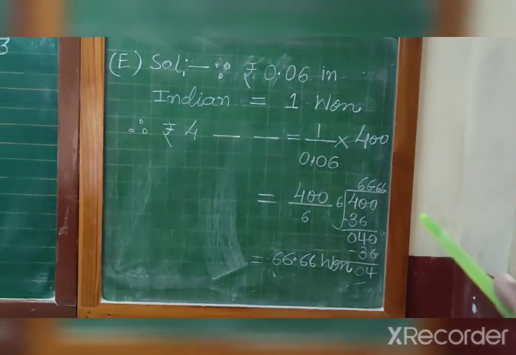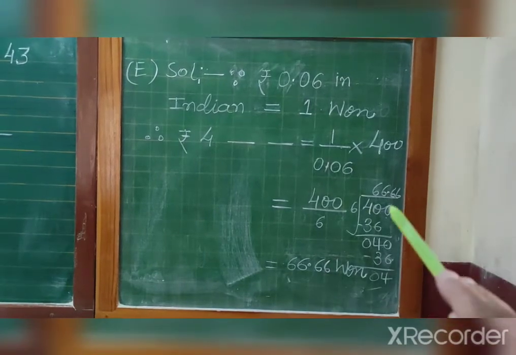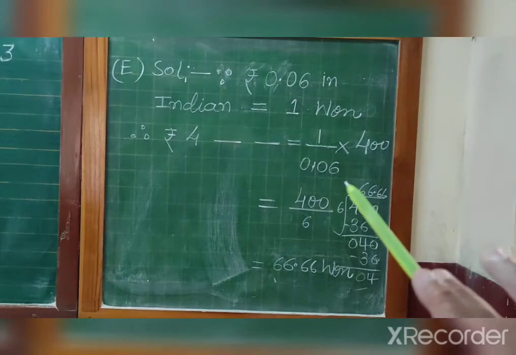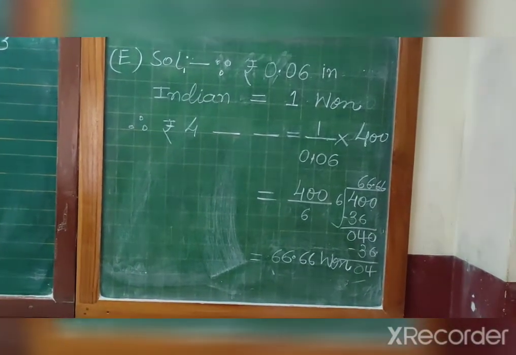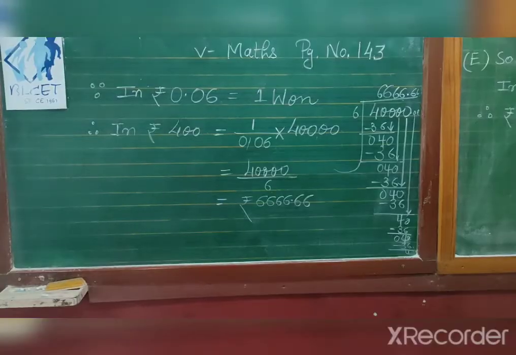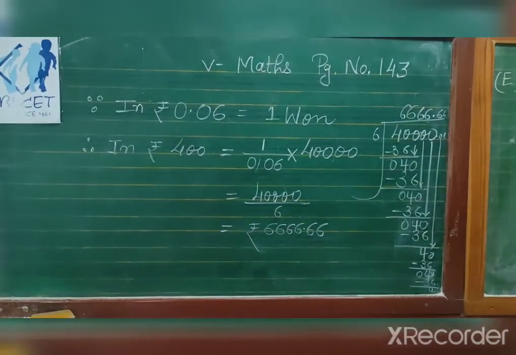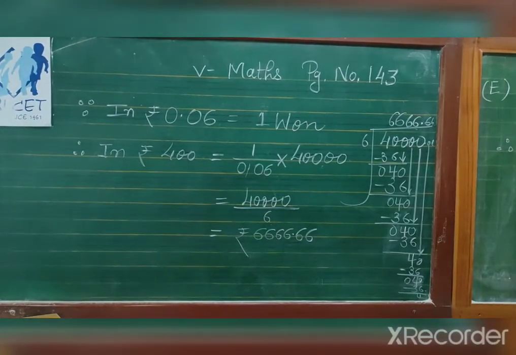Okay, half of the division I have solved. You will complete it. So 2 digits. So you will get in rupees 4, 66.66 won will be there. Okay, we will change rupees 400. So in rupees 0.06 from India is equal to 1 won in Korea.